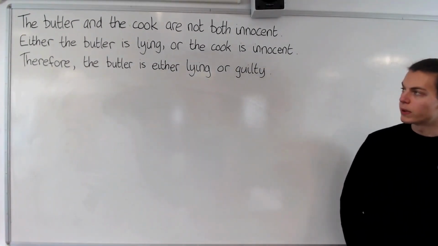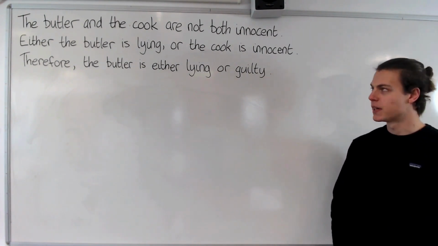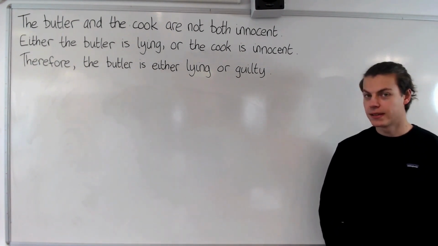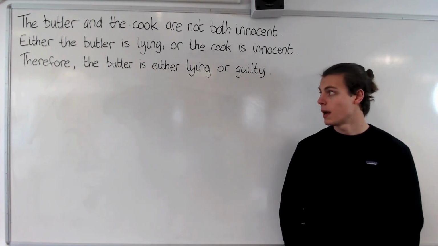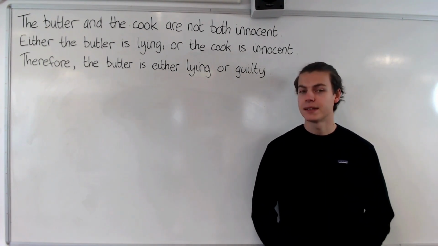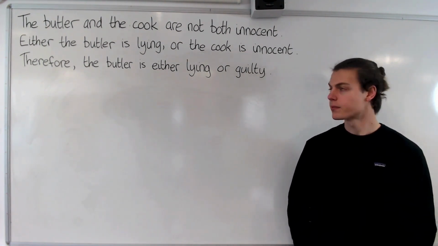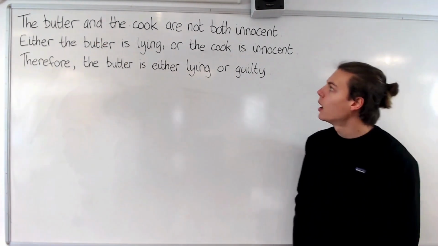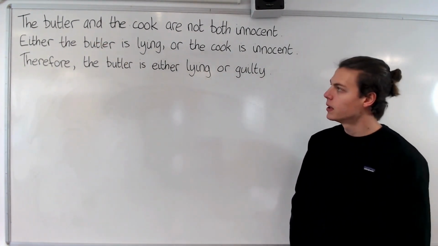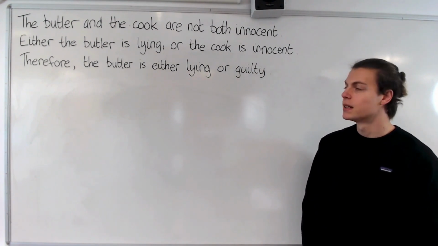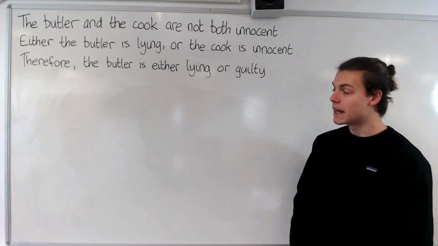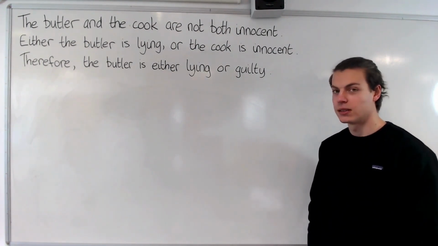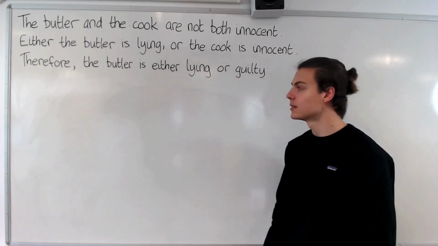This time, we will use the letters BI to represent the statement the butler is innocent, the letters CI to represent the statement the cook is innocent, and the letters BL to represent the statement the butler is lying. So, our first premise says the butler and the cook are not both innocent. So, this can be translated to not BI or not CI, right? Either the butler is not innocent or the cook is not innocent.